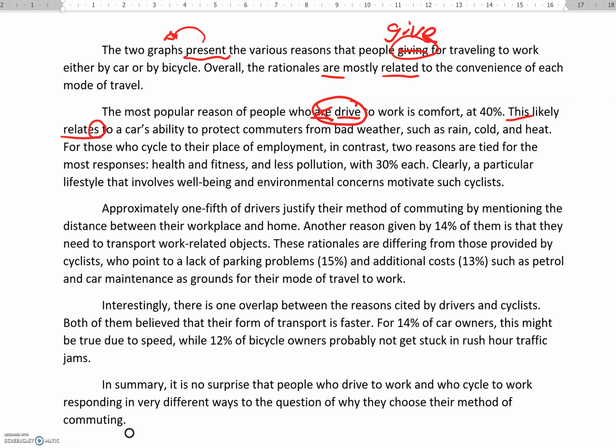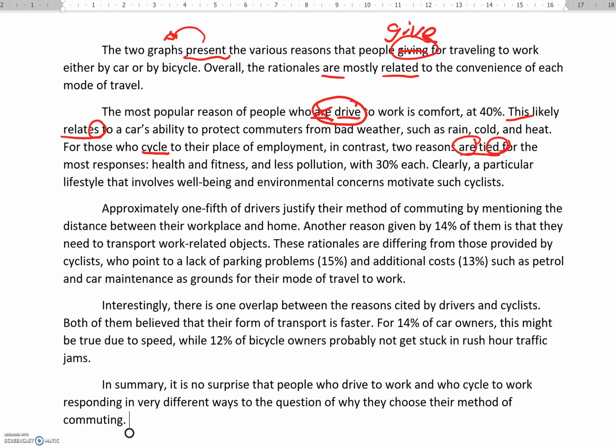For those who cycle is a simple present verb, it's fine, to their place of employment, in contrast, two reasons are tied. There's another passive verb in the simple present. Are is fine, right? With the past participle. We'll be looking at that later. For the most responses, health and fitness and less pollution with 30% each.